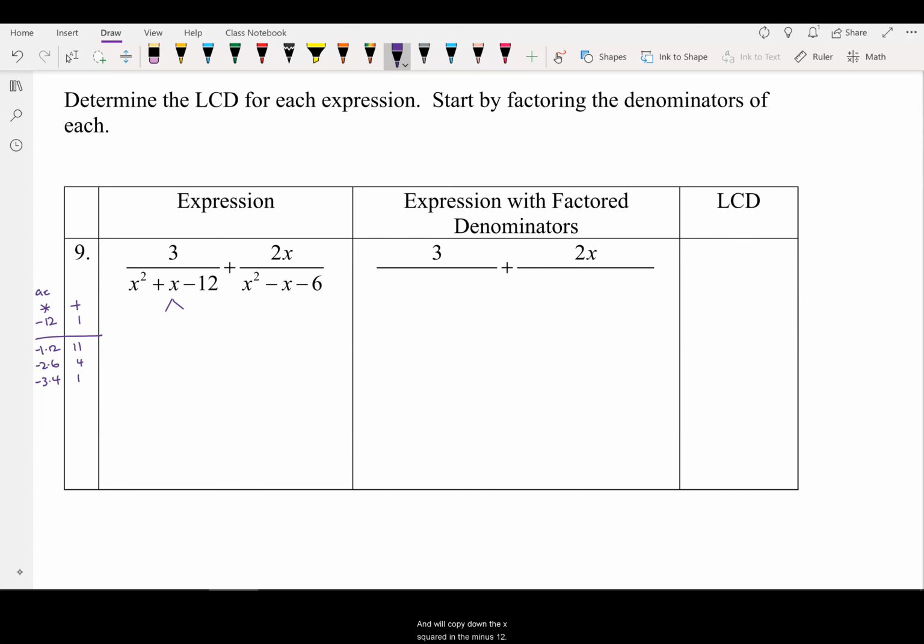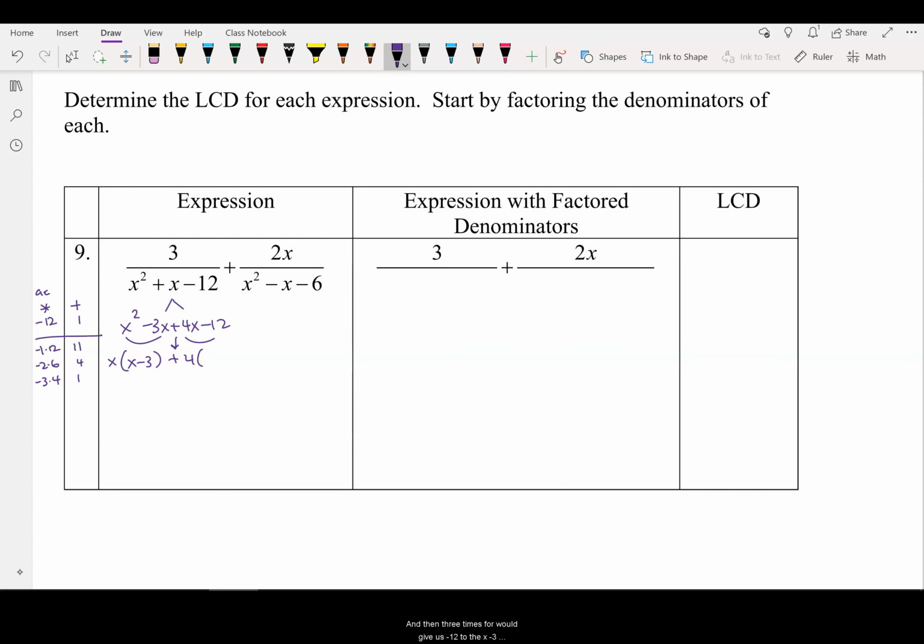So we want to split this x into negative 3x plus 4x, and we'll copy down the x squared and the minus 12. Once you break that apart, you can either factor by grouping or factor using the box or the area method, whichever you're comfortable with. I'm comfortable with factoring by grouping, so I will do it that way. In the first pair, x is in common. X minus 3 will be my reverse distributive property.